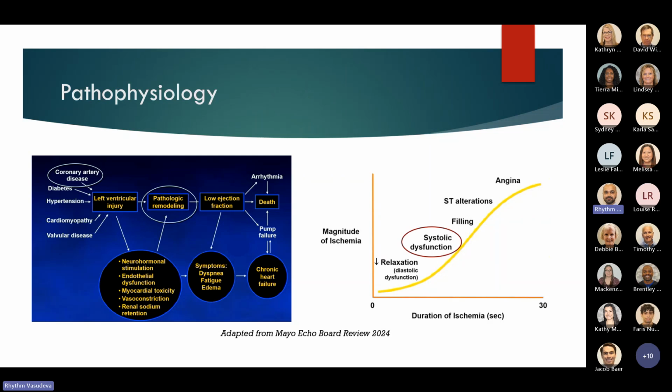But if you pay attention, the x-axis is duration of ischemia in seconds. So we're talking within beats of ischemia, you're going to start seeing wall motion abnormalities. So it's a good tool for us to use at the bedside when we go for these STEMI calls, so that we can assess any wall motion abnormalities, especially when the picture is a little blurry.